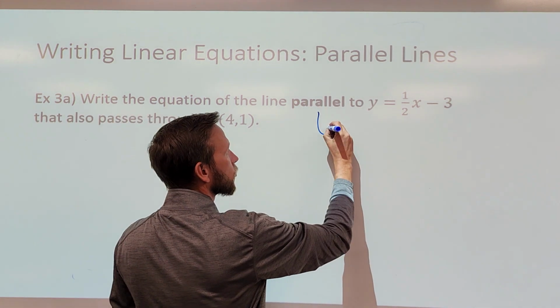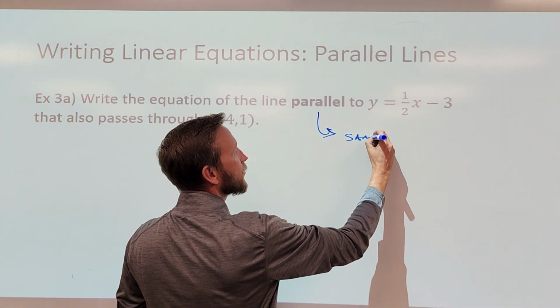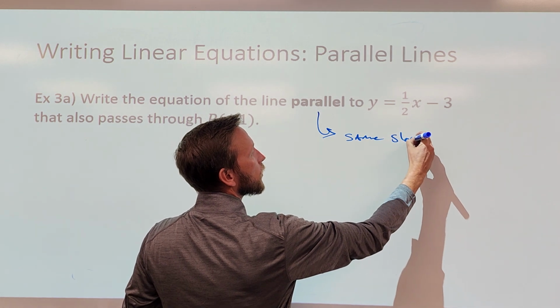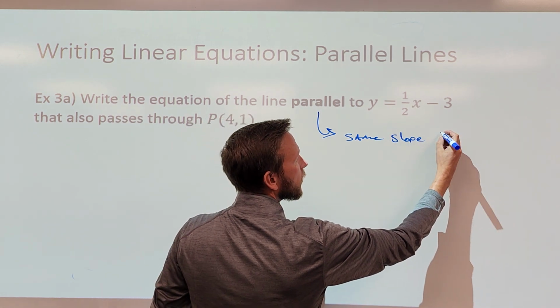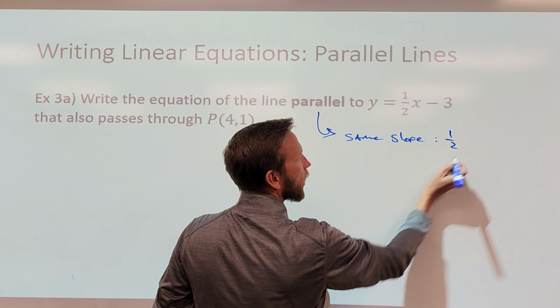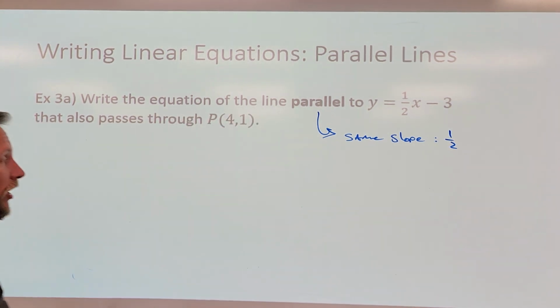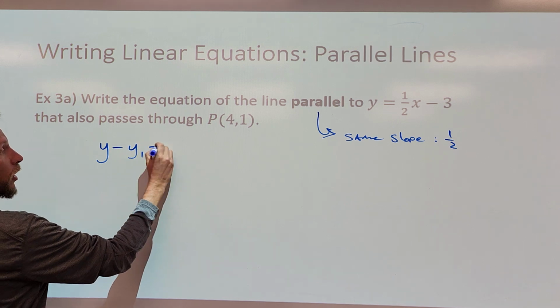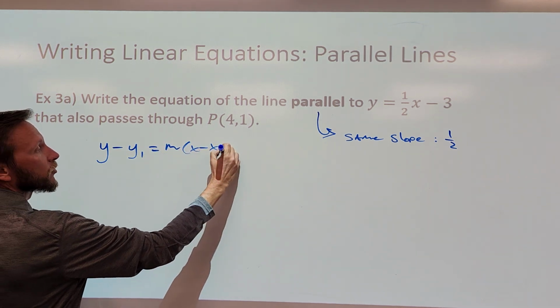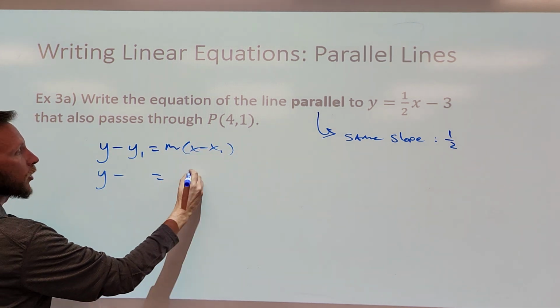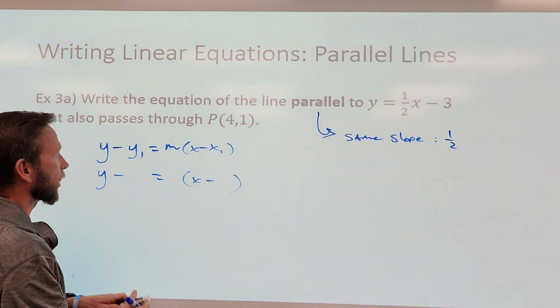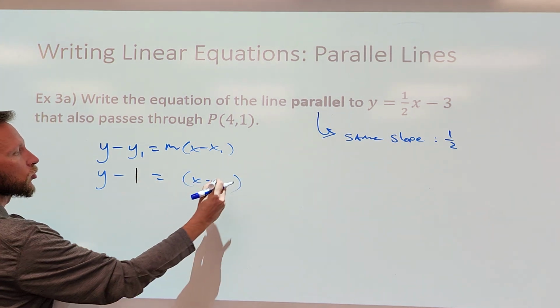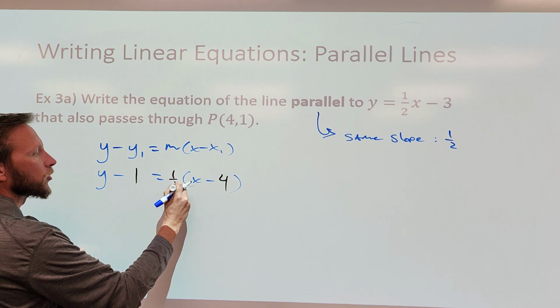So for parallel to, we need same slope. The slope in this line is 1/2. So we're going to use that slope of 1/2. And we're going to have y minus y1 is equal to m times x minus x1. The y1 is 1, the x1 is 4, the slope is 1/2.